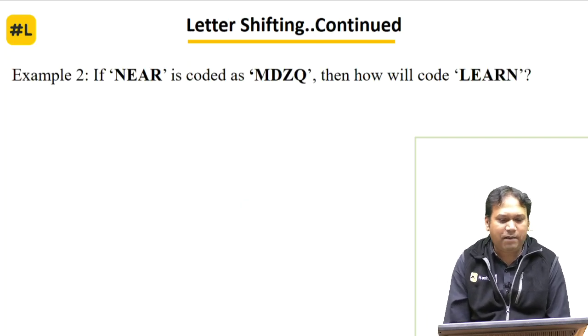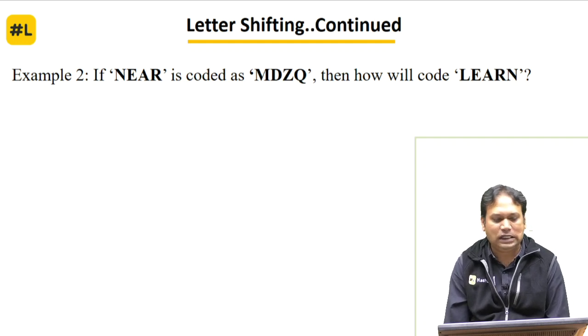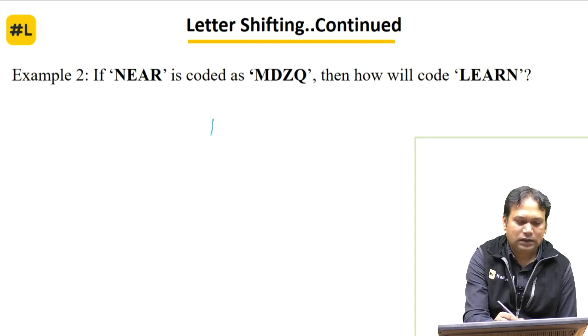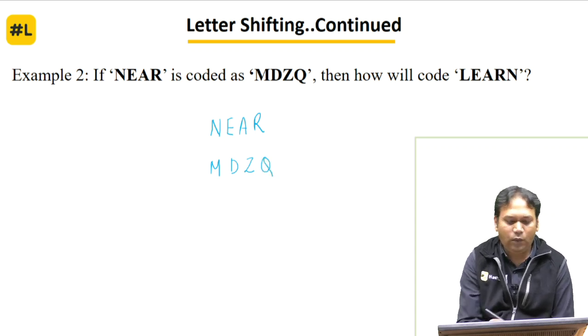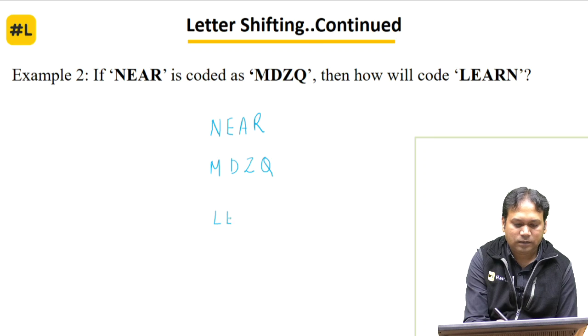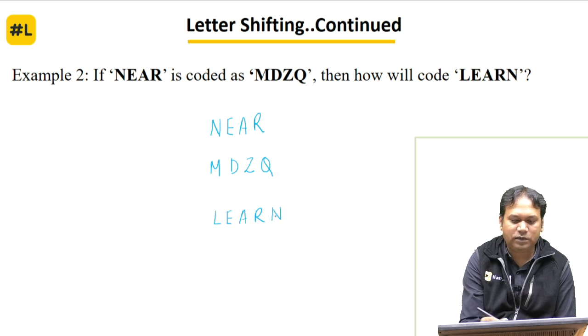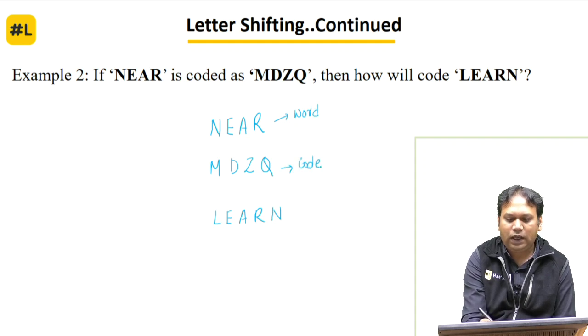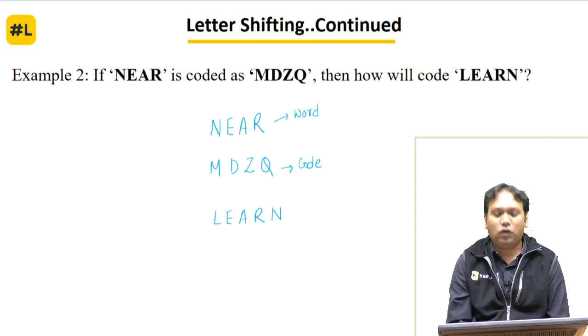If near is coded as MDZQ, then how will you code learn? So, again here, if near is coded as MDZQ, then how will you code learn? So first you observe the word and the code for that word.